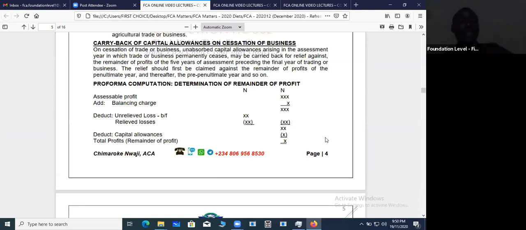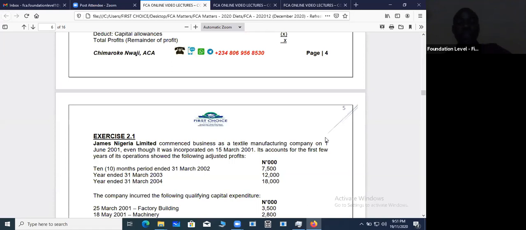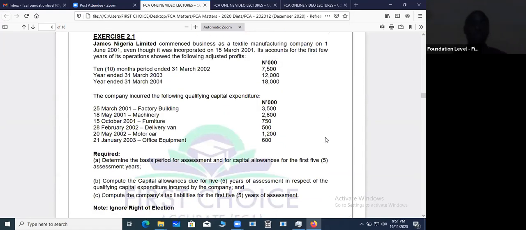Now let's look at exercise 2.1 and let me show you how to calculate basis period for capital allowance and how to compute capital allowance. James Nigeria Limited commenced business as a textile manufacturing company. Now, this is the nature of business. You can trace it that it is a manufacturing company. What does it tell you about capital allowance? No restriction. You can take all the profits to go with your capital allowance if it is possible.